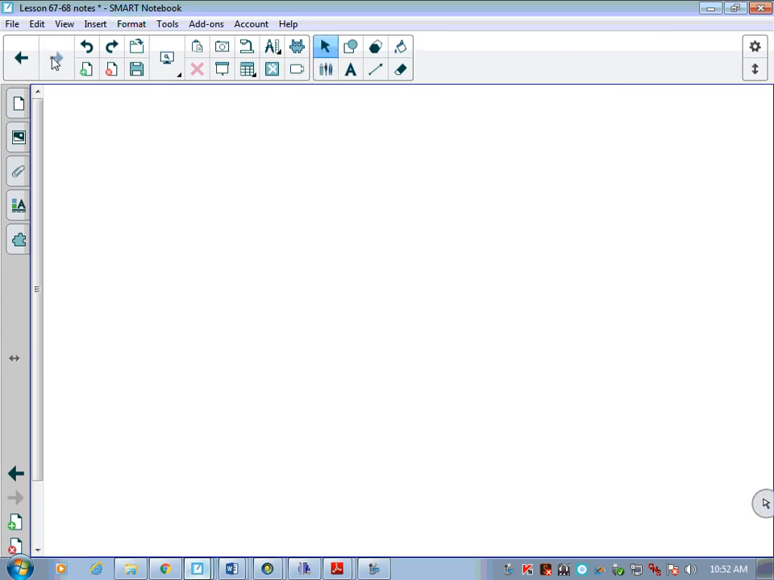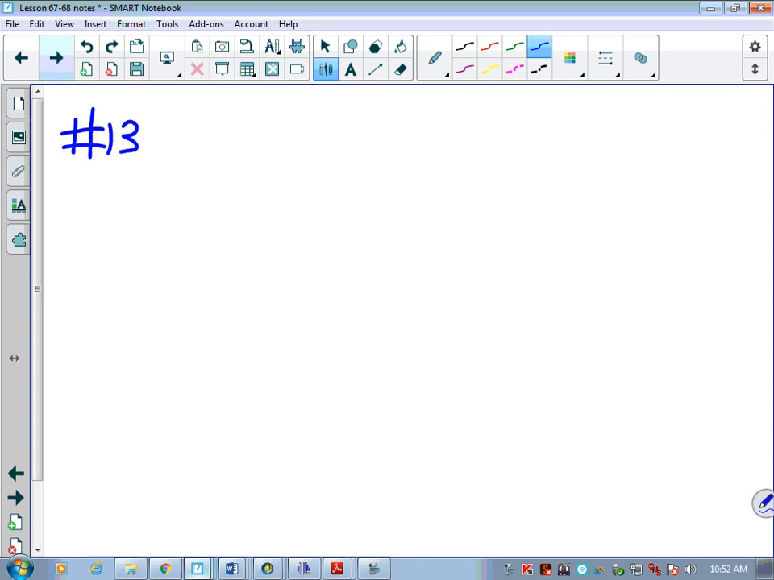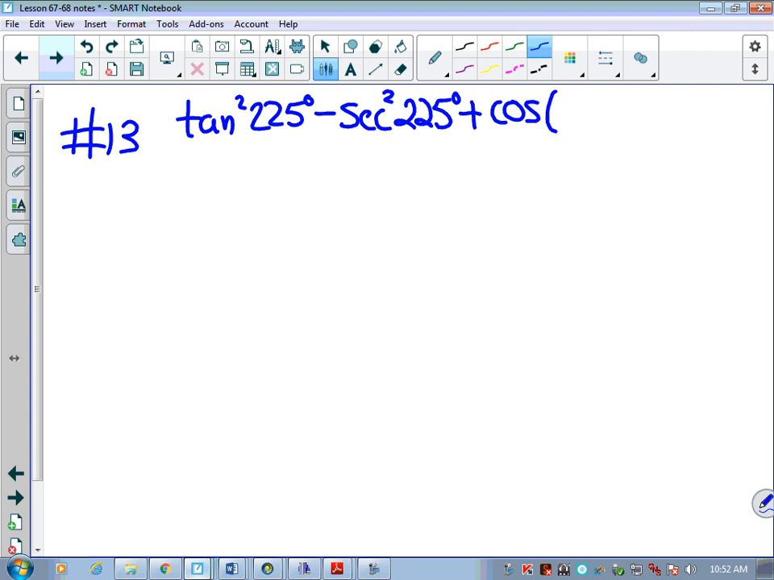All right, number 13. I don't really want to flip back and forth between the document and this page. I actually want to just be able to work them out. So if you have the document pulled up, you should see it wants you to evaluate tangent squared 225 minus secant squared 225 plus cosine of negative 540 degrees. They're actually pretty nice. They didn't put it in radian mode, which is nice.